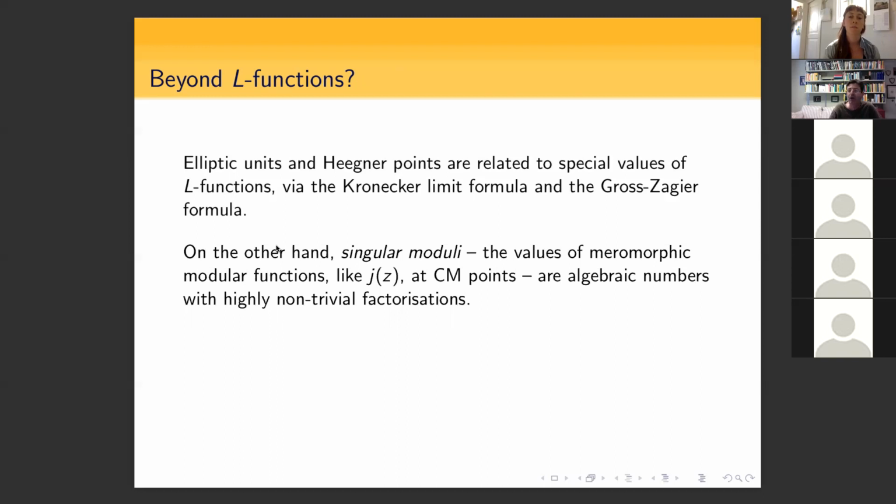On the other hand, there are objects of complex multiplication theory that do not fit into this Stark-like framework. Those are the singular moduli, which are values of meromorphic modular functions, like the J function, the most standard example, at CM points. So these are algebraic numbers which have very interesting non-trivial factorizations and have no immediate connection to L functions.